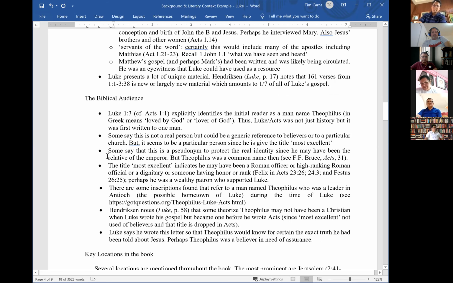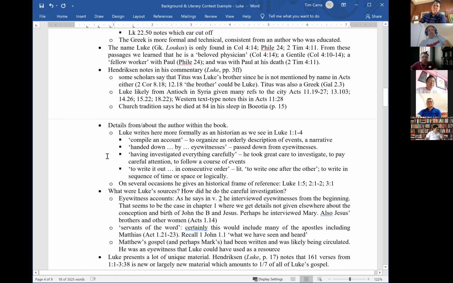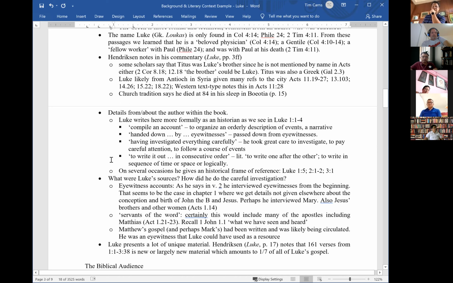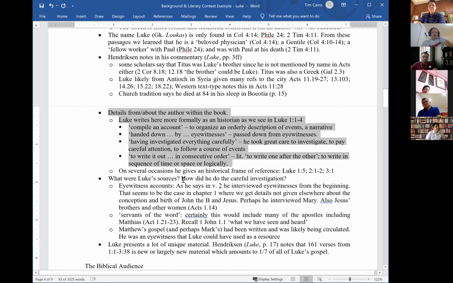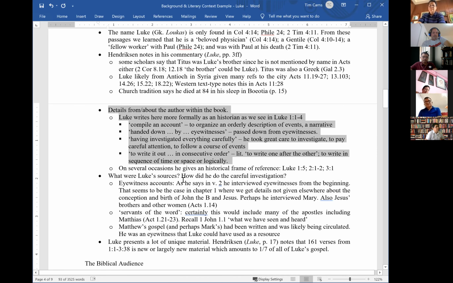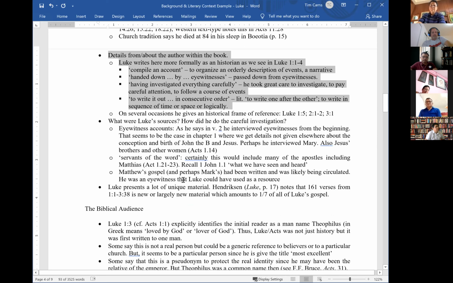All right, so that's background context. That's the first step. Get information, who the author is, how do we know that? Is there anything from the book that gives us information about the author? And then sometimes, like I have information from some other resources about the author. But notice I put details from or about the author within the book. And then just some information there. All right, so you can look at this on your own.